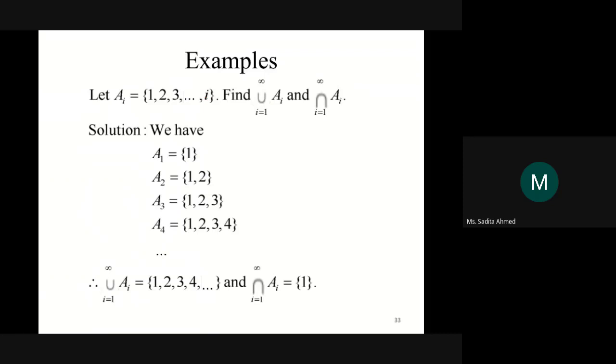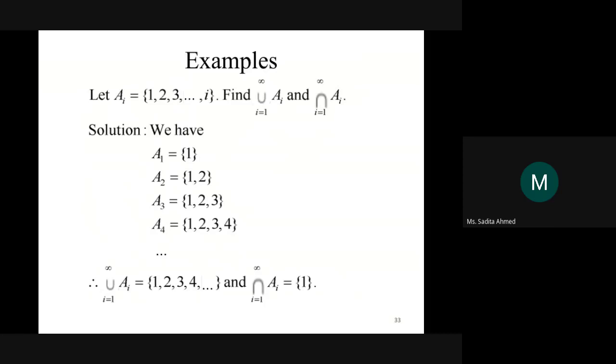And it keeps on going until what? Until infinite. So we have infinite number of sets here. It keeps on going until infinite. So first set has 1. Second set has 1, 2. Third set has 1, 2, 3. Fourth set has 1, 2, 3, 4. Fifth, 1, 2, 3, 4, 5. Sixth, 1, 2, 3, 4, 5, 6. And so on until infinite.